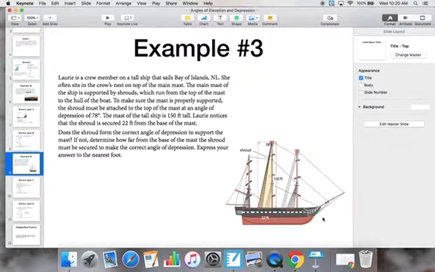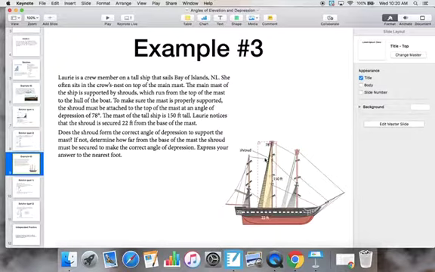So with this one, we've got Lori is a crew member on a tall ship that sails the Bay of Islands in Newfoundland. She often sits in the crow's nest on top of the main mast. The main mast of the ship is supported by shrouds, which run from the top of the mast to the hull of the boat. Okay, so if we're looking at this diagram, they've kind of already given it to us. The crow's nest is up here, and these shrouds, right, go from the main mast all the way down to the hull. Okay, that's what they're talking about here. So they've kind of given us a diagram.